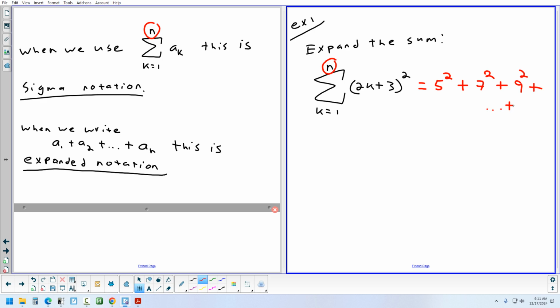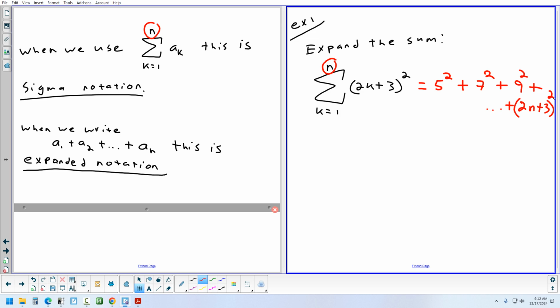Now let's jump to the very last number. The last thing we're going to plug in is n. We don't know what n is, but it would be a number. The point is it stops somewhere. If we plug in n, what's 2 times n? 2n. And then plus 3. So it's 2n plus 3 squared. That would be the very last number if we knew what n was. So that's how you expand the sum.